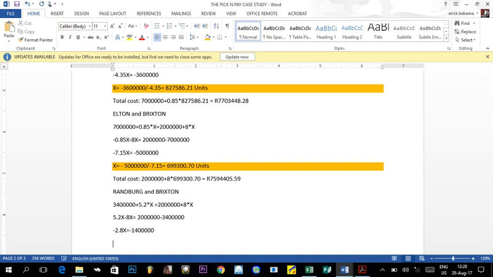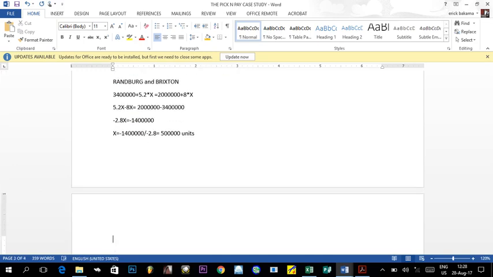Now we need to divide. To make x the subject of our equation, we divide both sides by negative 2.8. We have 1.4 million divided by negative 2.8, which gives us an exact value of 500,000 units. And this is the number of units that we'll need to manufacture here.